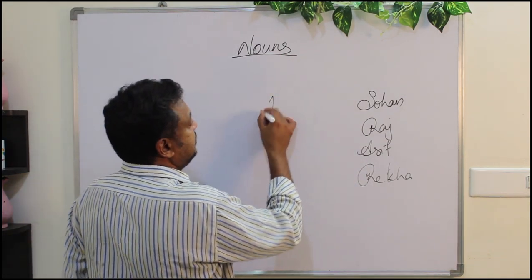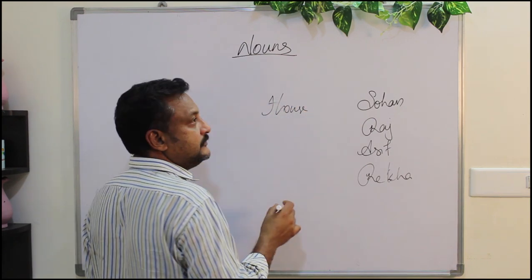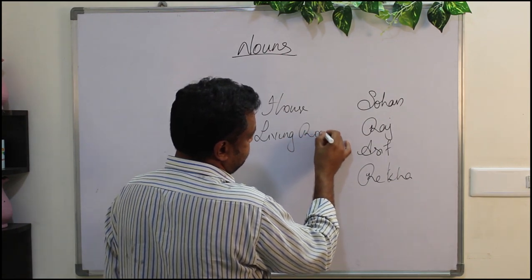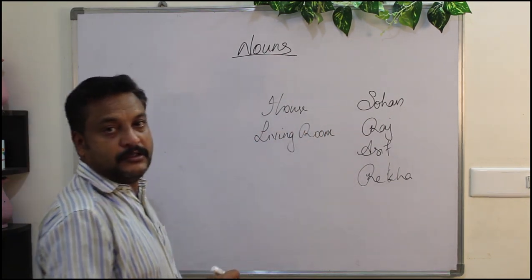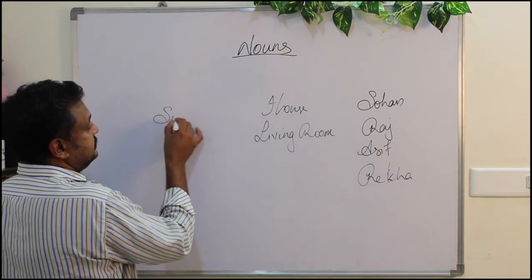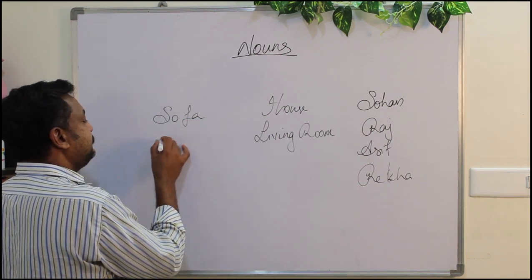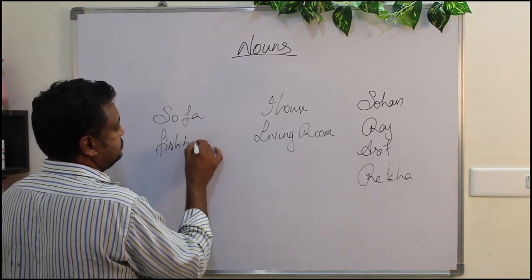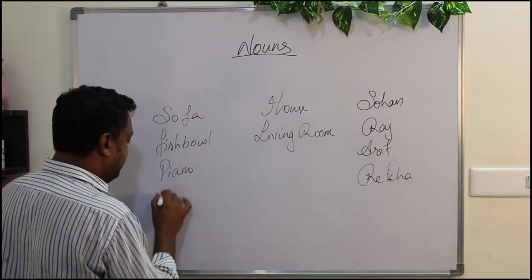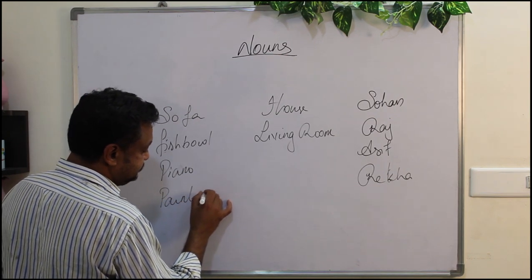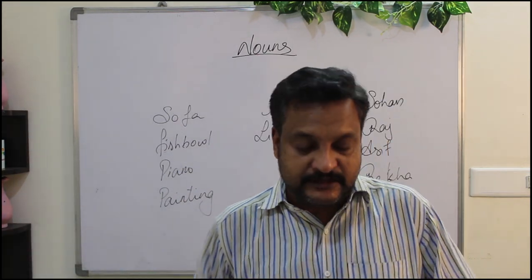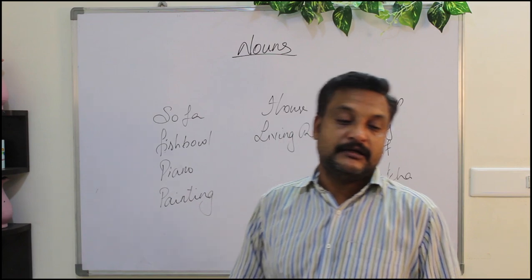There was another word, house. Then there was another word, living room. Then they found a lot of things over there. There was a sofa. There was a fish bowl. There was a piano. A painting was hanging on the wall. So all these are different words that we came across in the lesson.